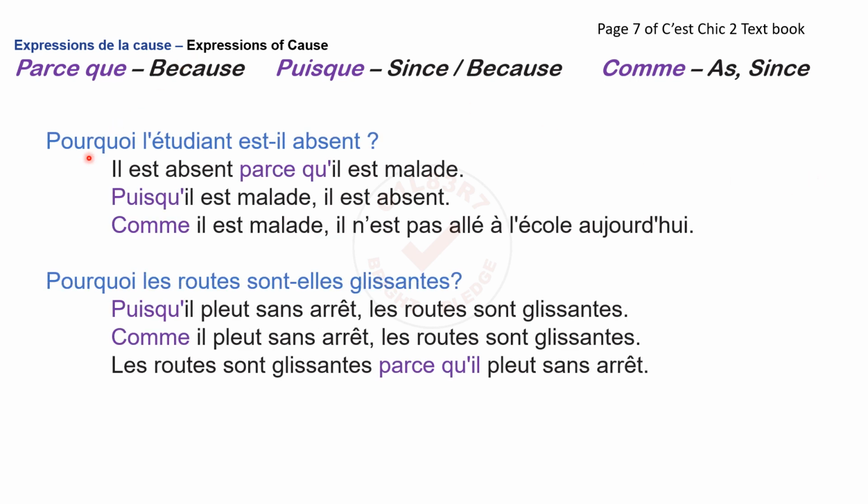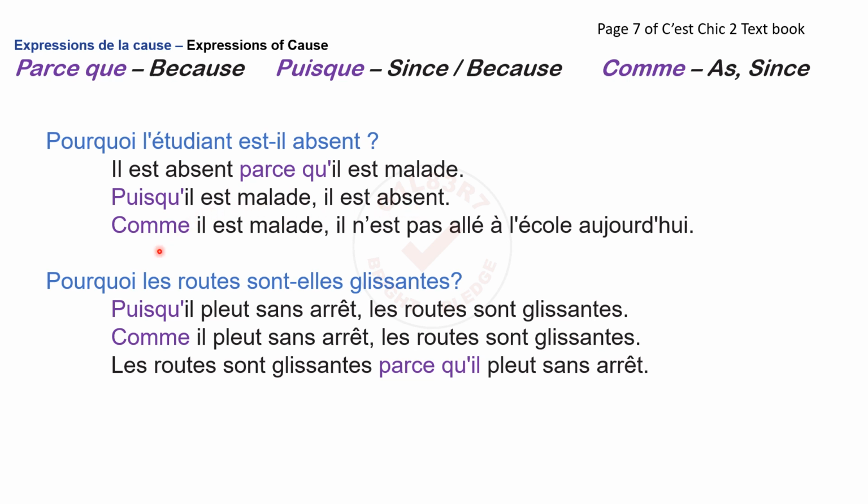So the first question here says, pourquoi l'étudiant est-il absent? So why is the student absent? So we have a few examples using the expressions of cause. So the first one says, il est absent parce qu'il est malade. So meaning he is absent because he is sick. Or the other way of saying it is, puisqu'il est malade, il est absent. Meaning since he is sick, he is absent.